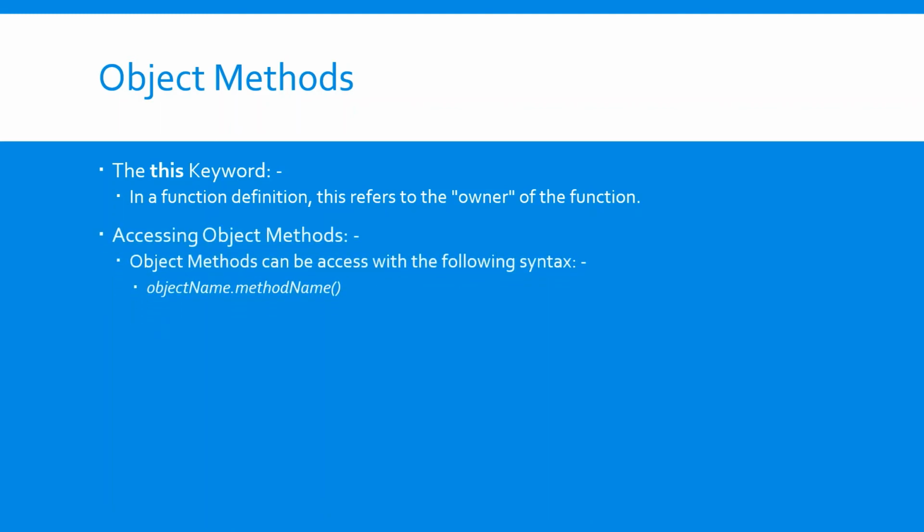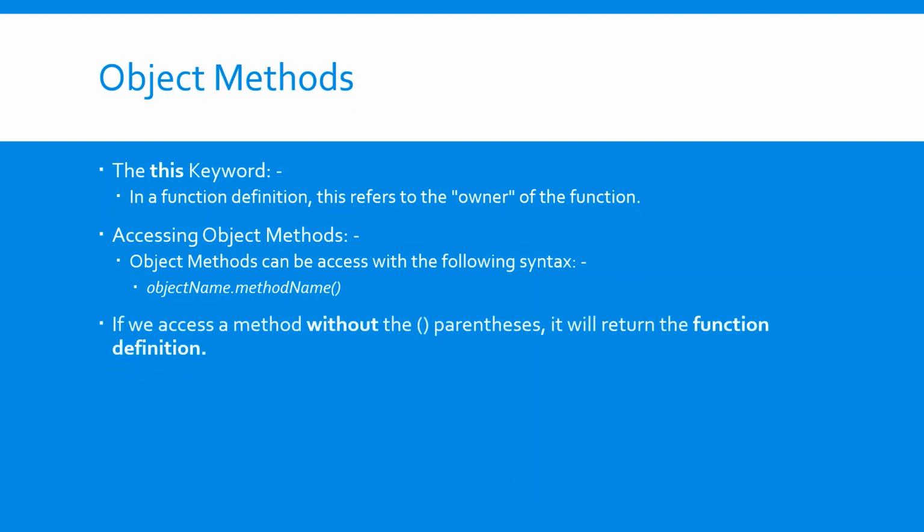Accessing object methods. How can we access the object methods? Methods can be accessed with the following syntax. If we access a method without parentheses, it will return the function definition.